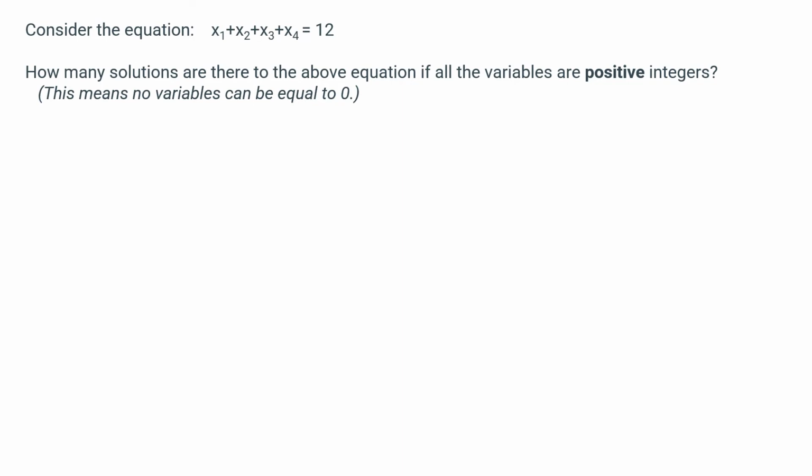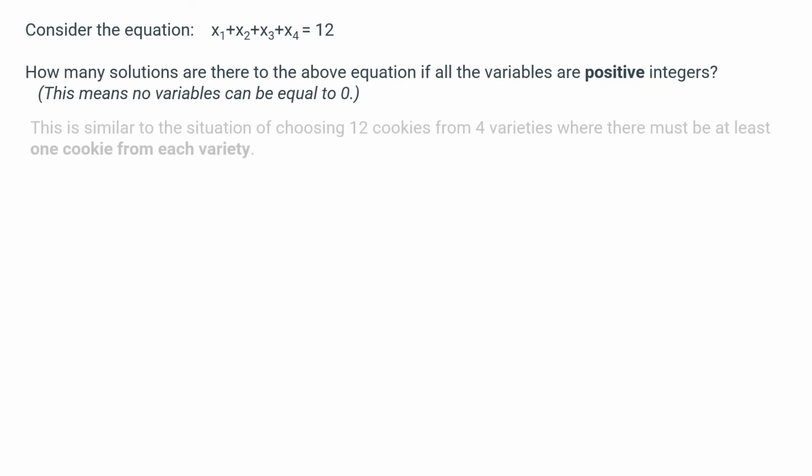So we can't just use that formula straight off, because we are limited. We have to have each of those be at least a 1. But that's similar to saying we want to choose 12 cookies from 4 varieties where there must be at least 1 cookie from each variety. Or the case of ordering the soda, where we need a certain number of cases of each variety, right? So we can kind of look at it that way too.